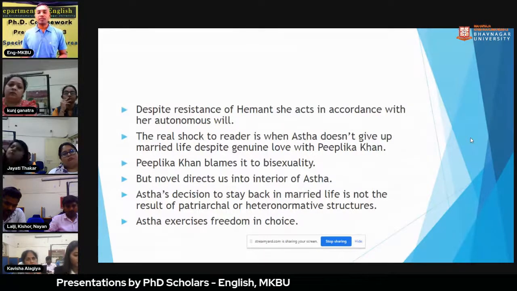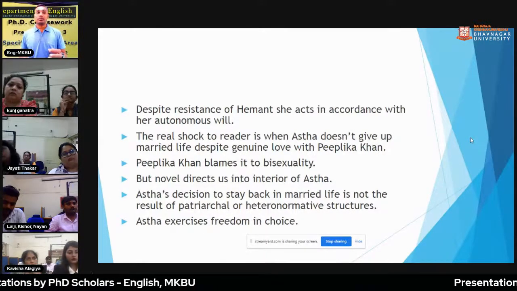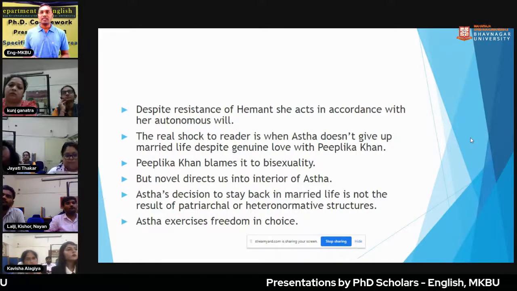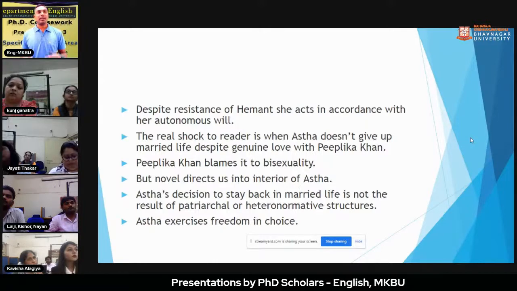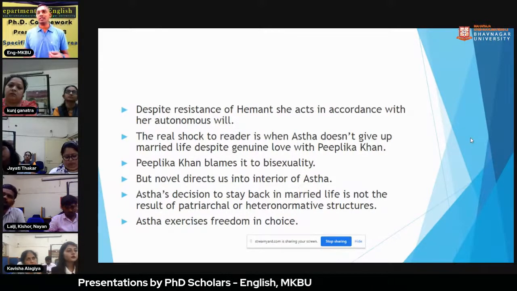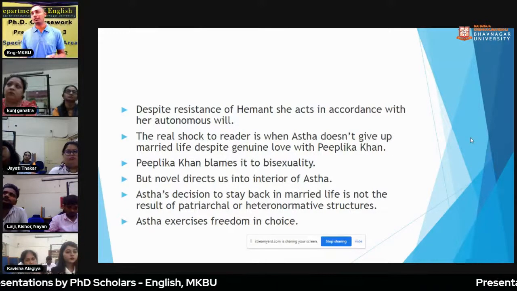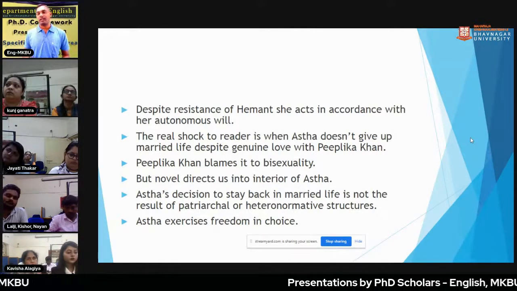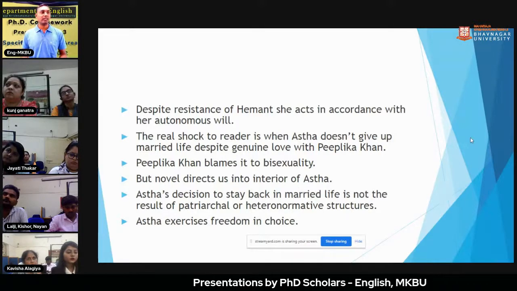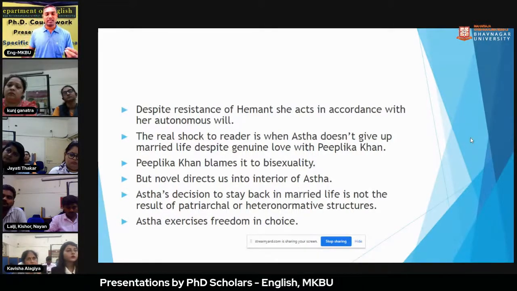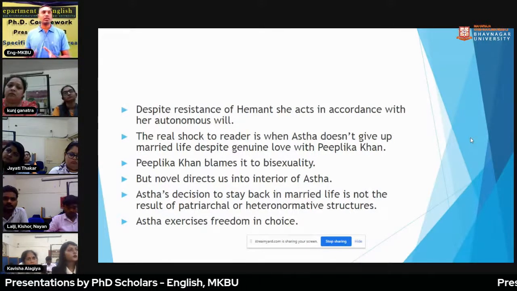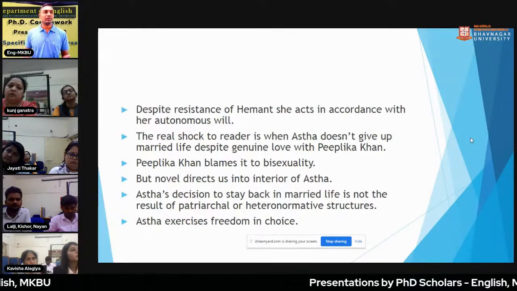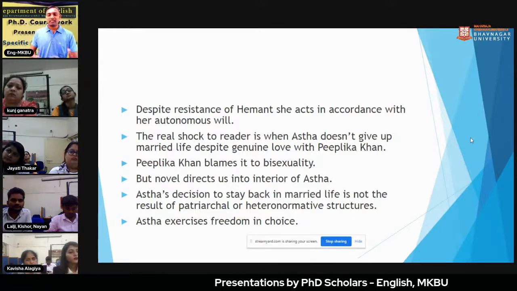Now the real shock to the reader is when, now there, the relationship between Peeplika Khan and Asta also developed. Asta is not satisfied and happy in her married life. The reason is that she is just a willing body at night in the bed of Hemant and nothing apart from that. As a result, her concerns and worries are not taken care of. She loves her children. That's the only thing. And she wants to, she gets a job. Hemant is not satisfied with her job also.